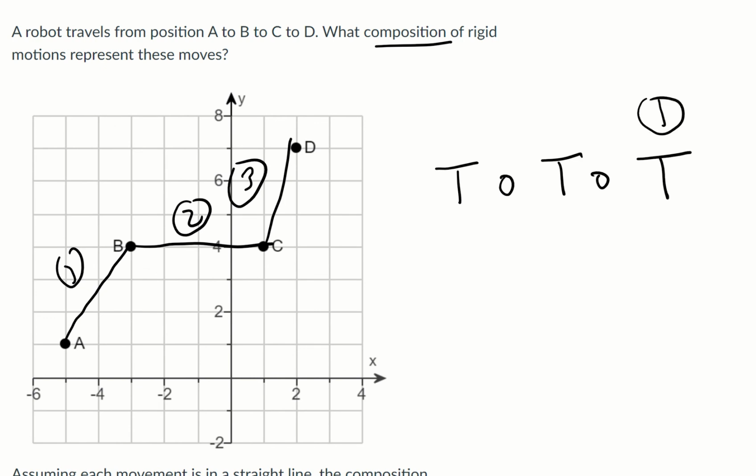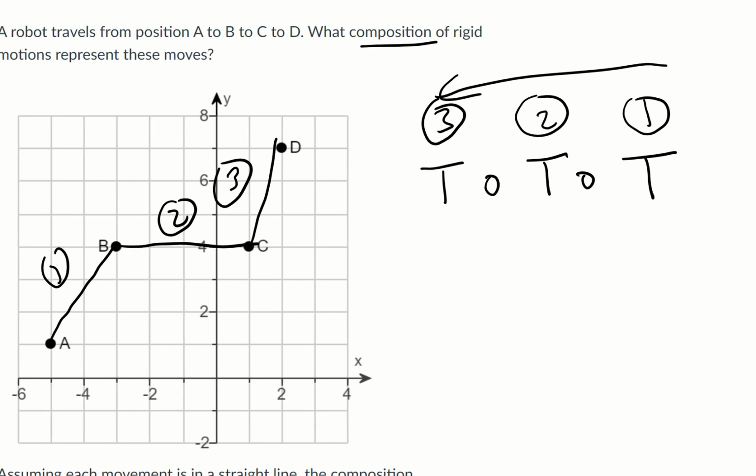Remember that this one goes first, this one goes second, this one goes third. It goes from right to left, right? So when we do this, we have to figure it out in that order. So how much do I need to go from A to B? Well, I need to go 2 to the right, that's positive. And I need to go 3 up, that's positive. So this one is 2, 3.